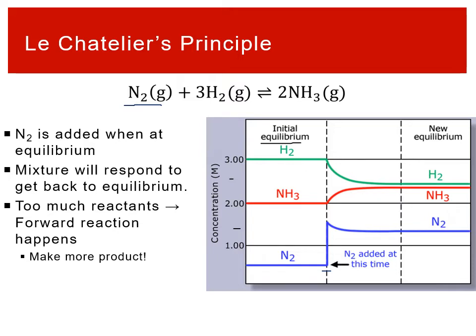But we also just know that what I added was a reactant, meaning I have too many reactants. So the forward reaction is going to happen, and I'm going to make product. So in the end, by perturbing equilibrium, by adding in some extra reactant, I can see that effectively what happened is I increased the amount of product. So I'm still at equilibrium.